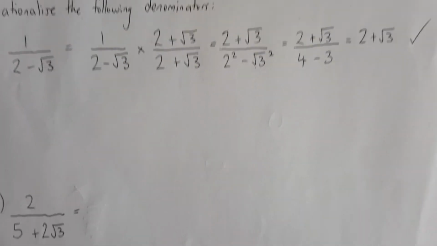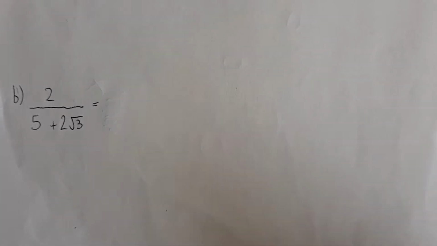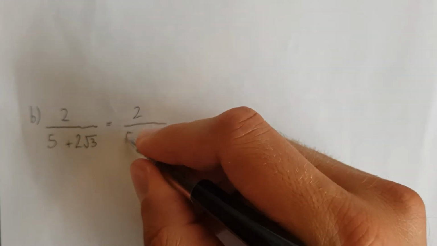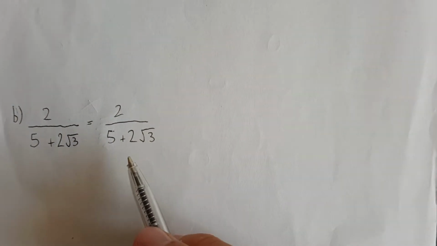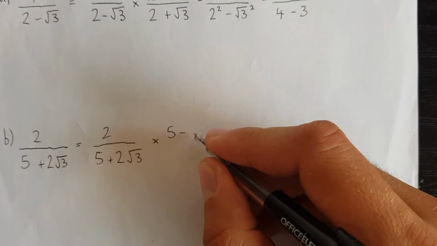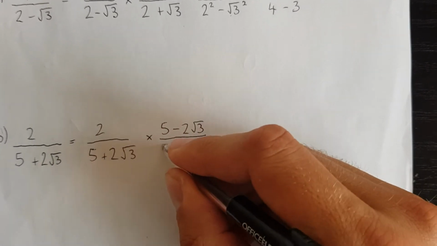Good job, guys. All right, this one here. Maybe pause the video, have a go, and then check your answer with me. All right, let's have a look. So we write out our fraction. To rationalize this denominator, because there are two terms, we need to multiply by the conjugate. So that plus in between our two terms is going to become a minus.